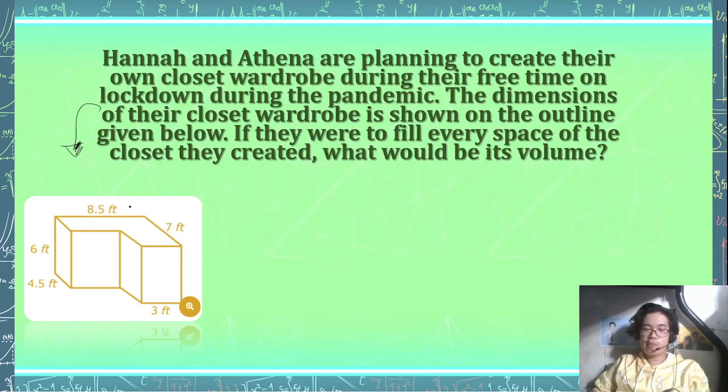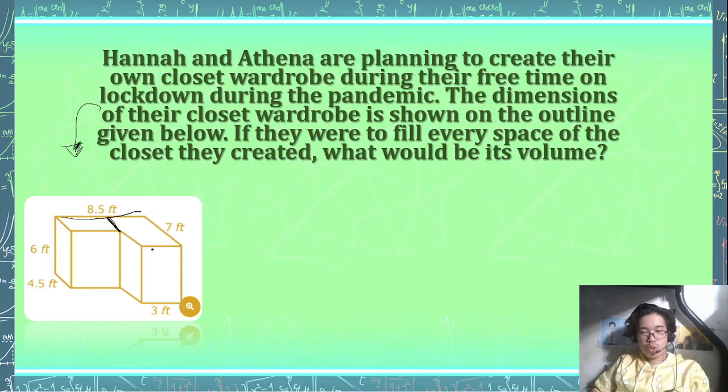Okay, for this one, we can see on the figure clearly that we have here 8.5 feet, 7 feet, 4.5 feet, 3 feet, and 6 feet for our given wardrobe for Hannah and Athena. So they're making a very big wardrobe for this one. It's kind of like the same size of a room or a small room.